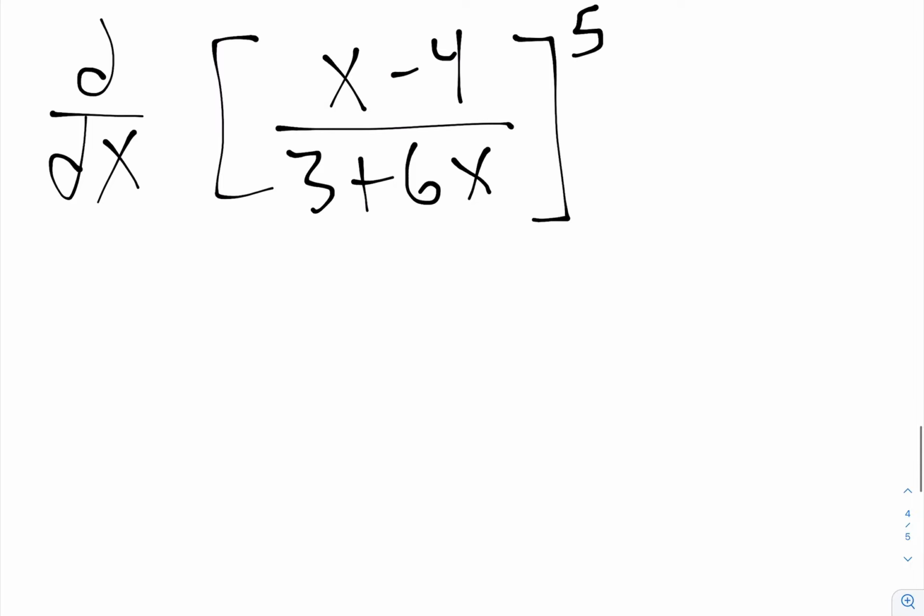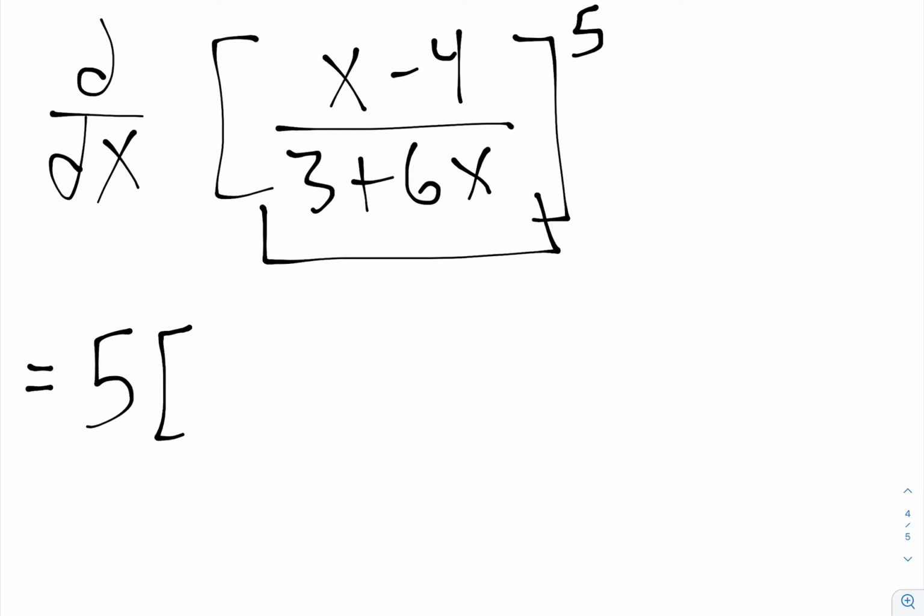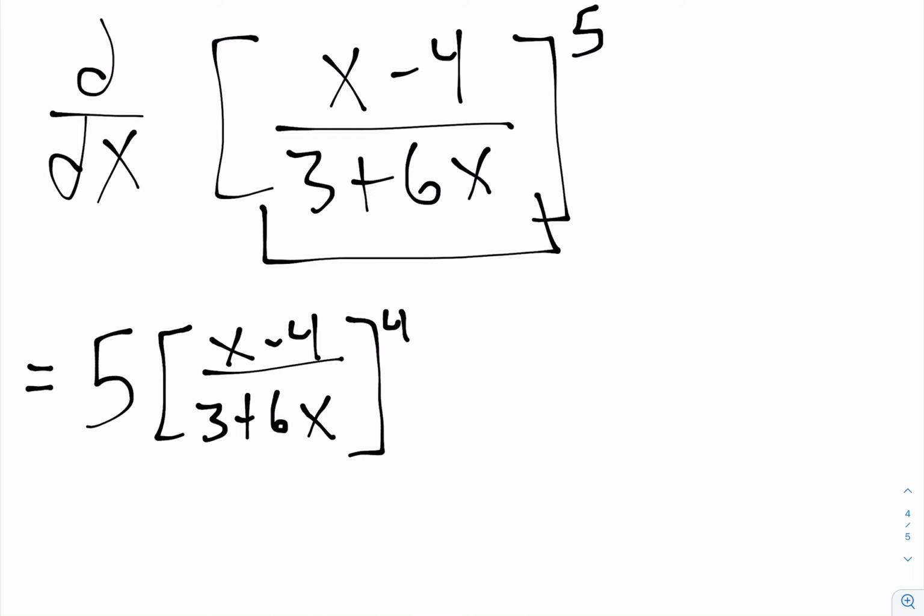Okay, so what does the chain rule tell us? The chain rule tells us that we have to treat the inside like an x. We have to treat it like one thing. So if we treated it like one thing, we would bring this exponent out to the front and lower its value by 1. So it's going to be 5 times whatever our inside is. In this case, it's x minus 4 over 3 plus 6x. Lower the exponent by 1, so it's just 4 now.